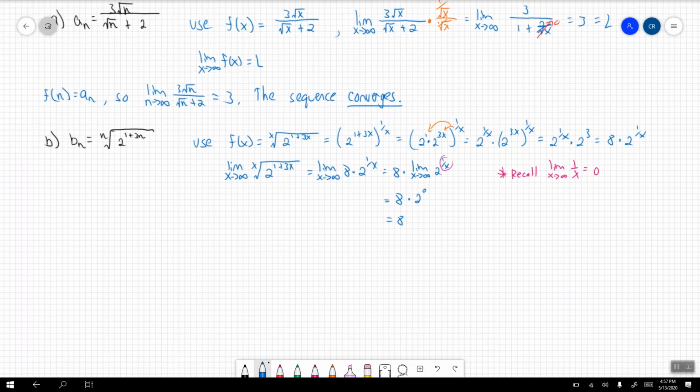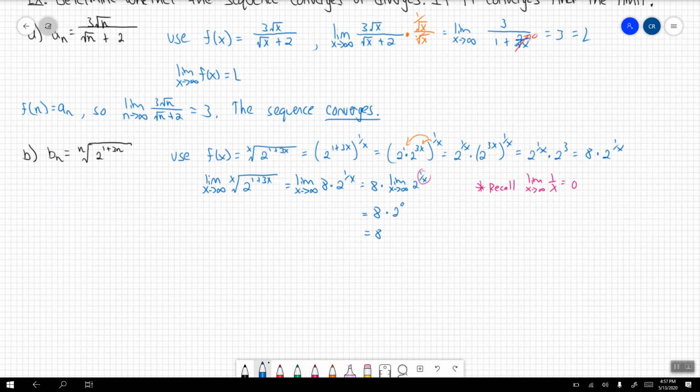So how do we then analyze this? Well, we can say, hey, we found a function, call this f sub n, and f sub n is equal to the sequence that was defined. So we have the limit as n goes towards infinity of the nth root of 2 to the power of 1 plus 3n. There we go, 2 to the power of 1 plus 3n, and this is equal to the limit that we found, which is 8. Thus, the sequence converges.